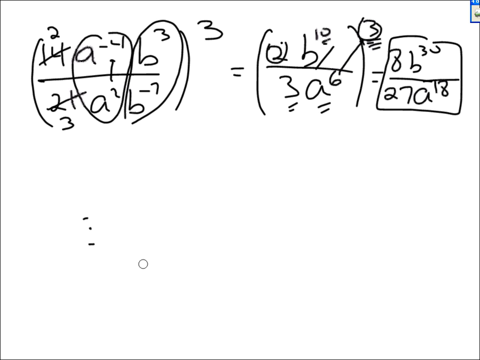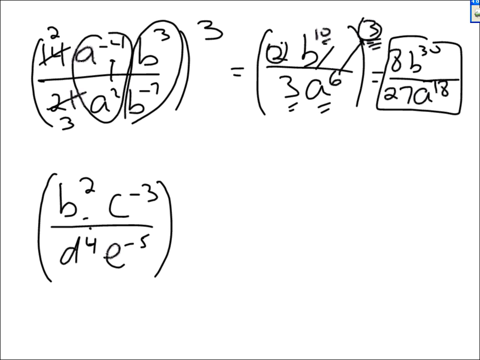And let us consider this next problem. Suppose you have b squared, c to the negative 3, d to the 4th, e to the negative 5. You want to raise this to a negative exponent. That means you want it to be beneficial if all the exponents in the parentheses were negative. Well, the bases are all different. B, C, D, and E. They're all different. So we can't combine any, so we just move or don't move.